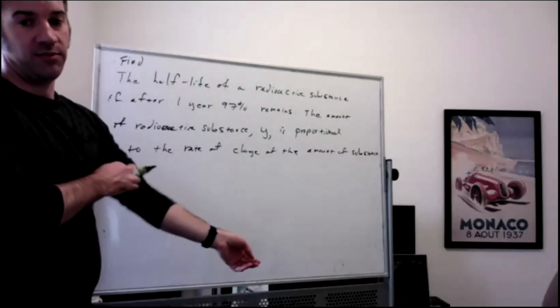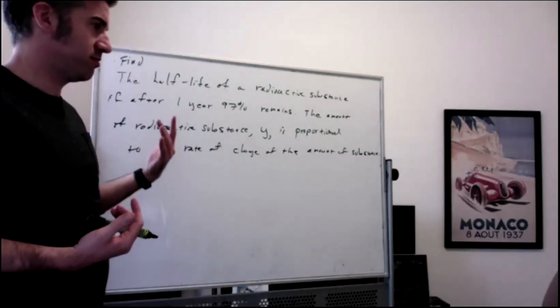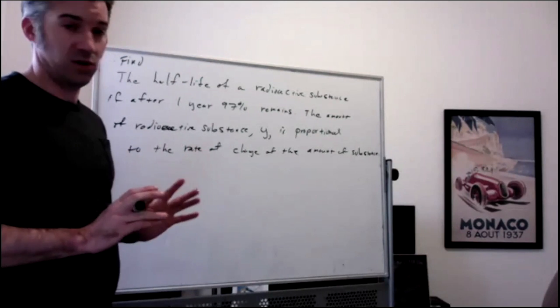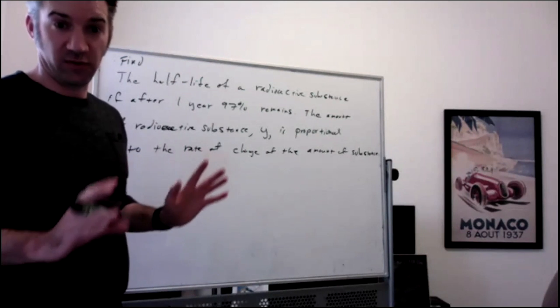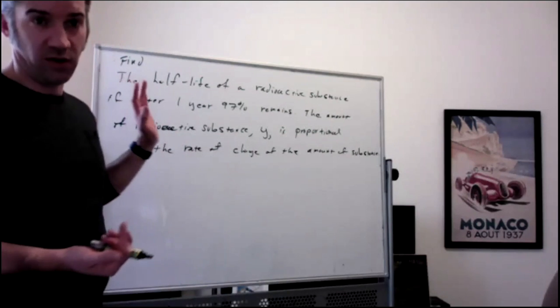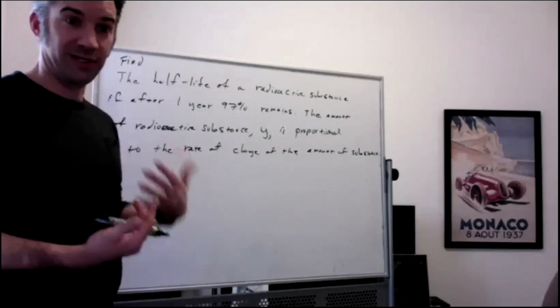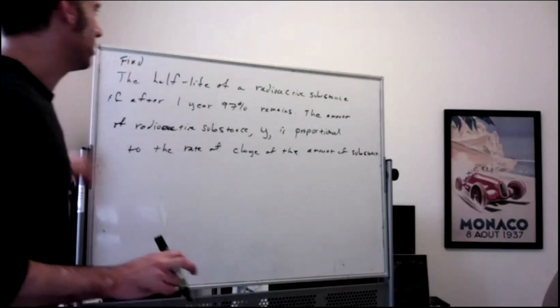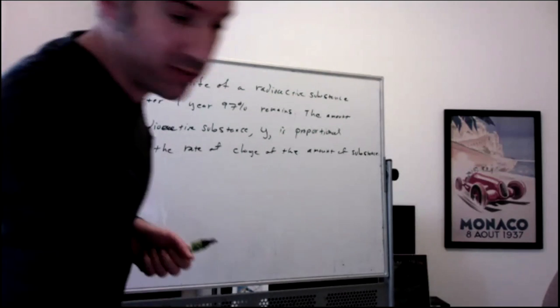Now I will say radioactive decay and exponential growth are problems you could totally do without using a differential equation. But that's not really the point, so we're going to use a differential equation. You totally know that the model is going to be like y equals c e to the kt. We're still going to do it the long way. So here's the really important piece of information.